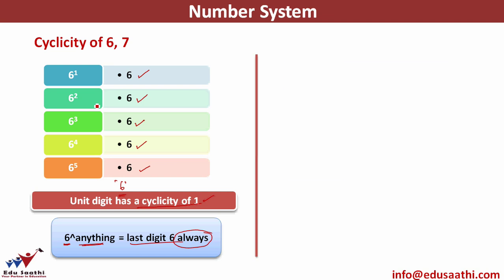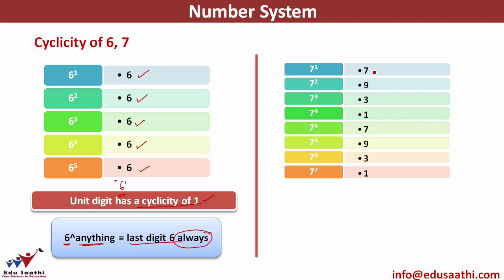Let's look at the case of 7 now. 7 raised to power 1 ends up in 7. 7 square 49 ends up in 9. 7 cube 343 ends up in 3. 7 raised to power 4, 2401, ends up with 1. 7 raised to power 5 ends up with 7. 7 raised to power 6 ends up in 9. The powers have been written wrongly. Yeah, 7 raised to power 6 ends up with 9. 7 raised to power 7 ends up with 3. And 7 raised to power 8 would end up with 1.